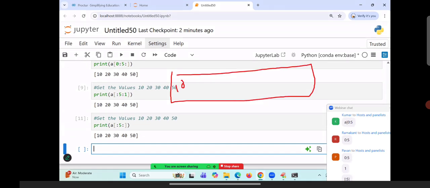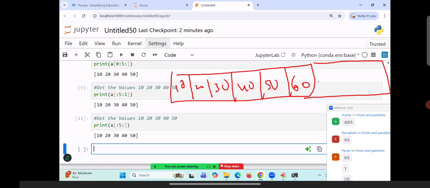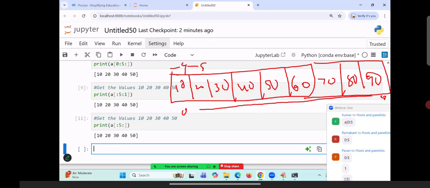For a minute, please tell me one example. 10, 20, 30, 40, 50, 60, 70, 80, 90. Here how many values are there? 0 to 8. What is this now? Minus 9, minus 8, minus 7, minus 6, and so on up to minus 1. Tell me, how do you do that?